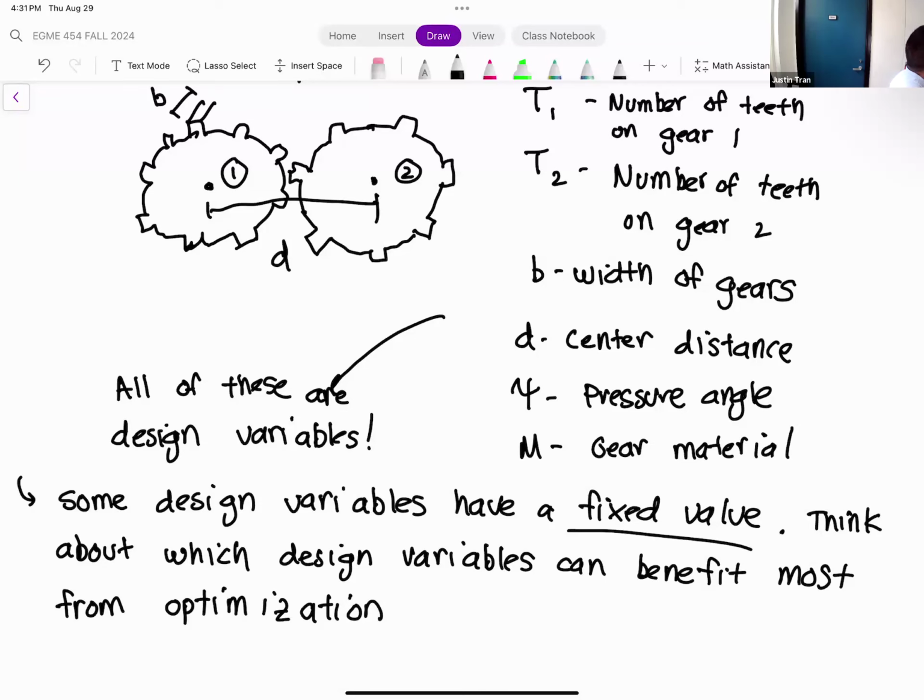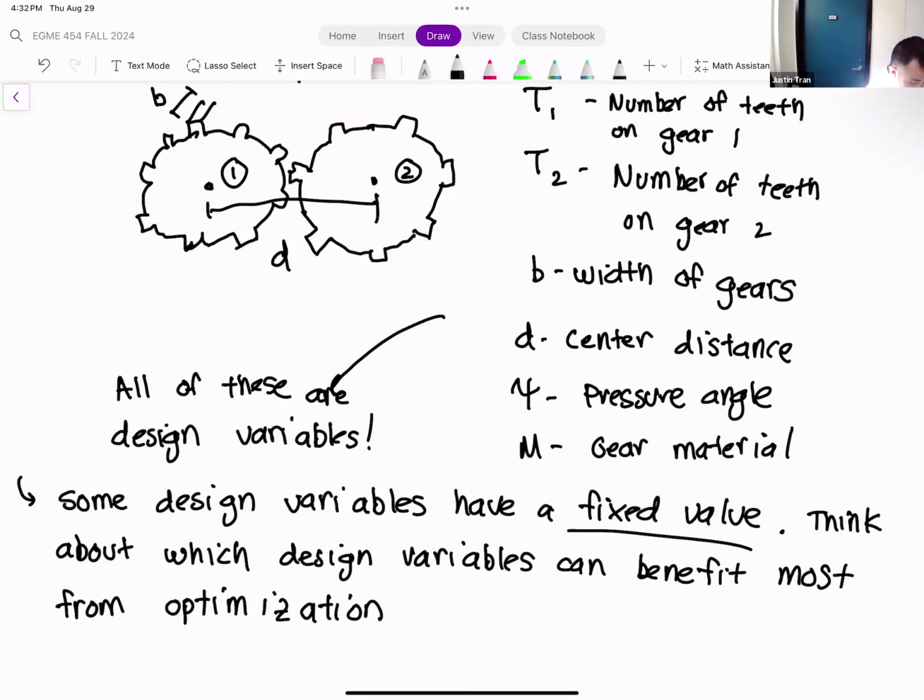Because technically, the algorithms that we're going to cover in this class, you could use them to optimize 50 design variables at the same time. Whether or not you're going to live long enough to see the end of that algorithm is a different story, but technically you can. But typically you want to try to limit the amount of design variables that you're optimizing, because each one that you add increases the cost of the algorithm on an exponential scale.